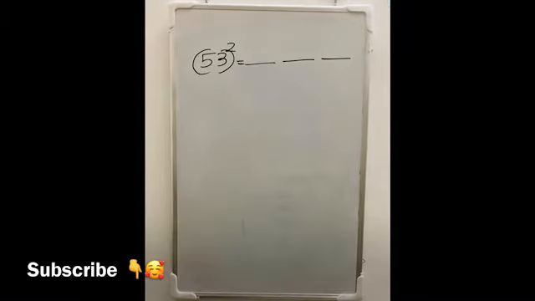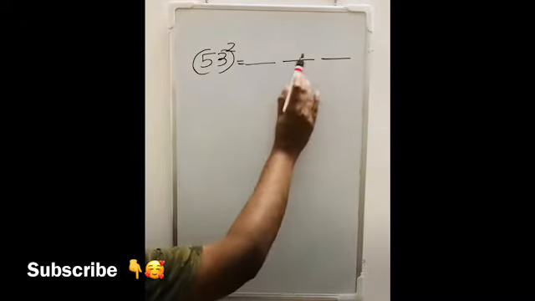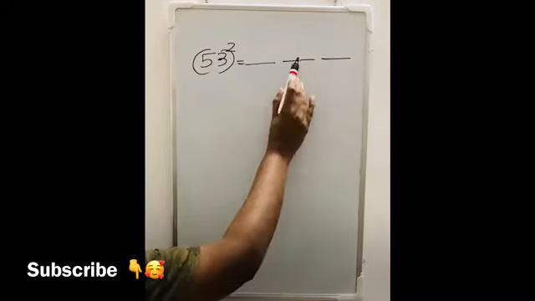I'll show you how to find the square of a 2-digit number using this method. Here our example is 53 square. Using this method, there should be 3 parts. I will show you how to write these 3 parts: the first part, the second part and the third part.